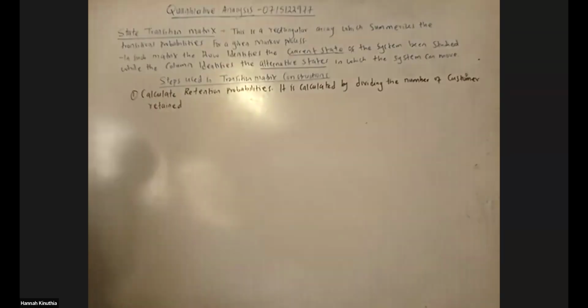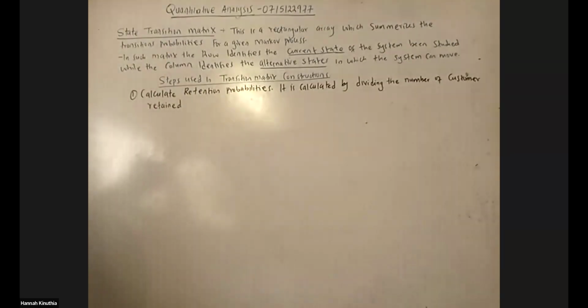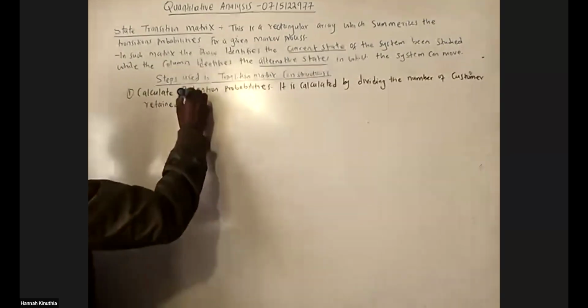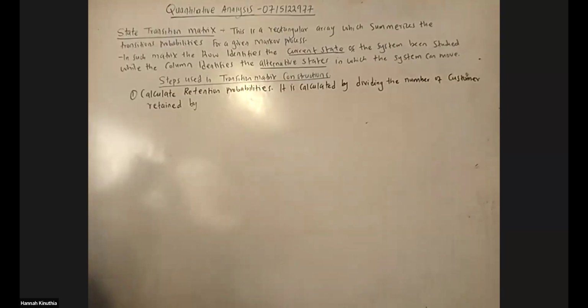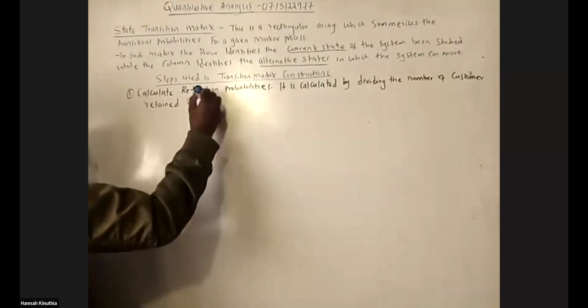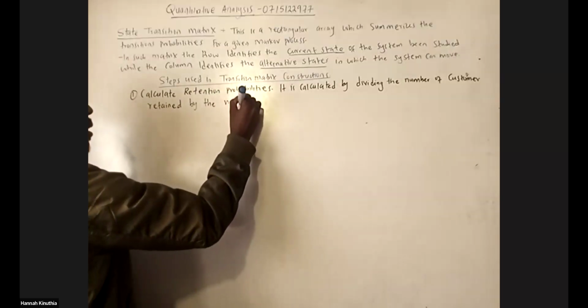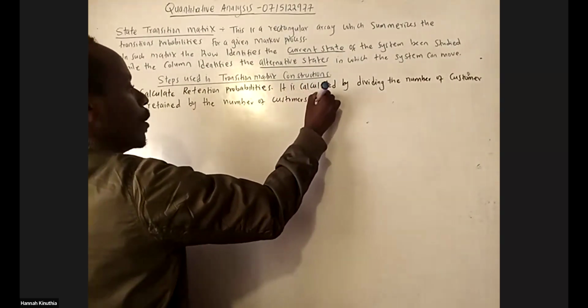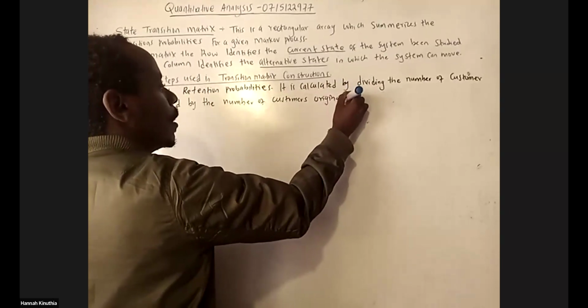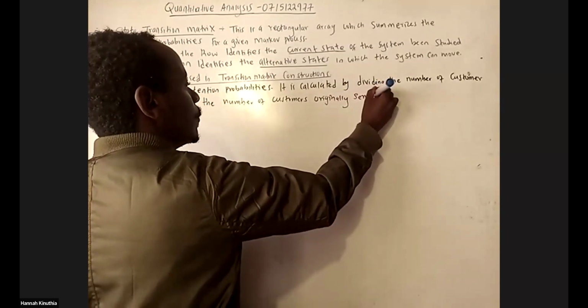Customers retained by the number of the customers originally served. So it is calculated by dividing the number of customers retained by the number of customers originally served. You can give a formula.